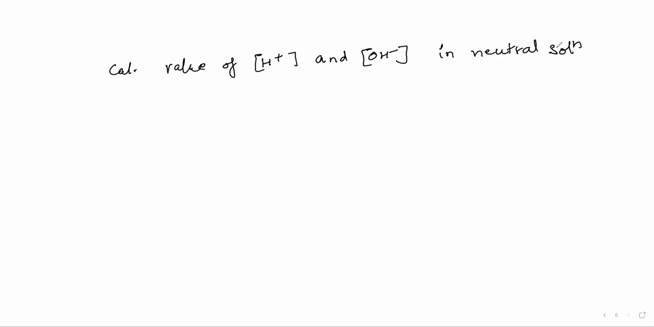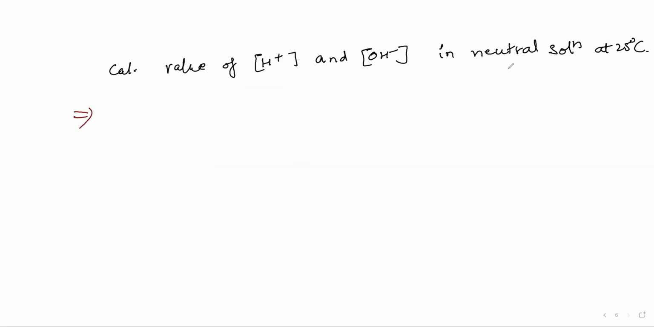Okay. Calculate the value of H positive ions and OH negative ions in neutral solution at 25 degrees Celsius. Okay, now here, so I will solve this question for you.